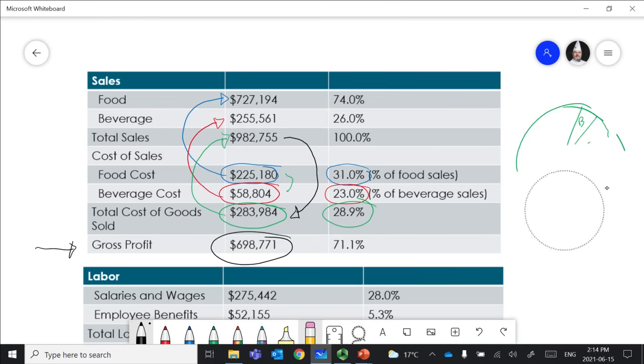Okay? So really the biggest thing to remember in here is these percentages are calculated on their respective sales. Can't tell you how many times I see this mistake happen where people calculate their food cost based on their total sales. Notice the blue: food cost is calculated on food sales. The red, beverage cost, is calculated on beverage sales. And the green, total cost of goods, is calculated on total sales. Okay? All right.